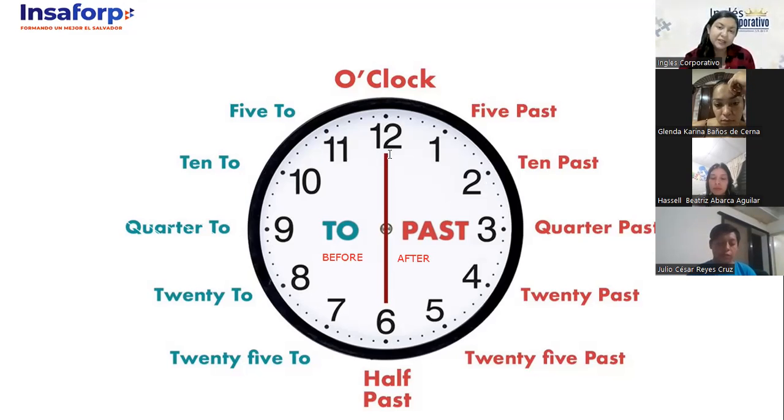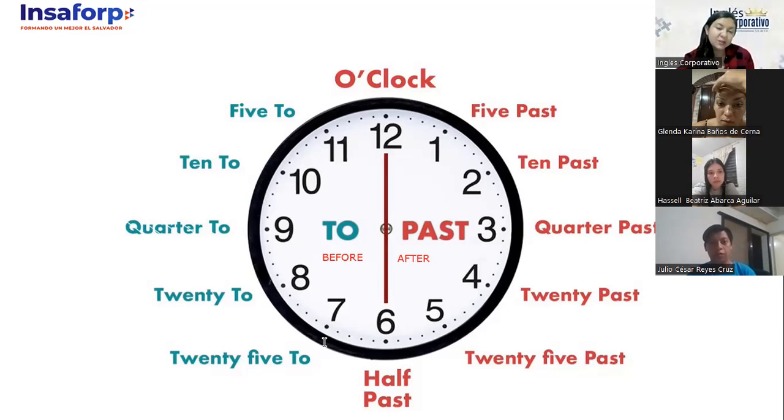Or after, it's 5 after 9, it's 10 after 9, it's 1:15, it's 20 after 9, it's 25 after 9, or it's 9:30. But then, when we finish here, we start with before or to.